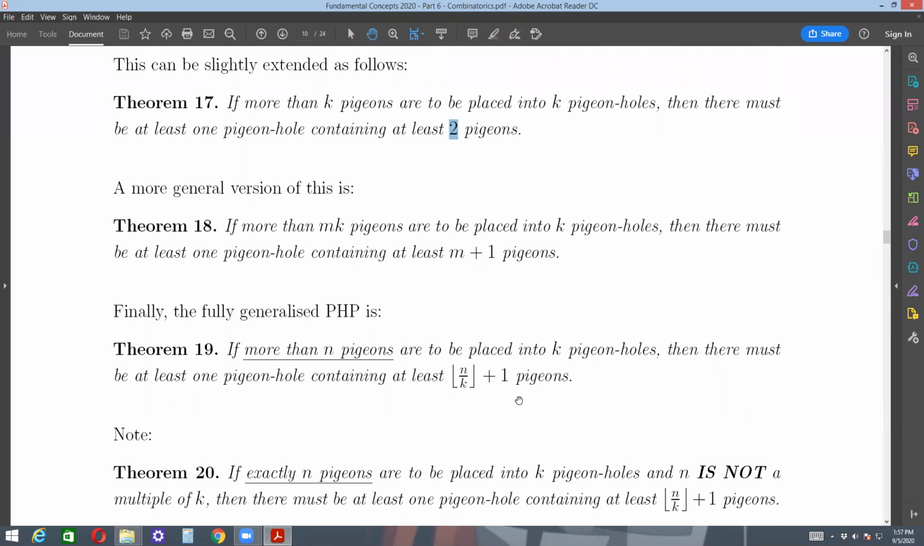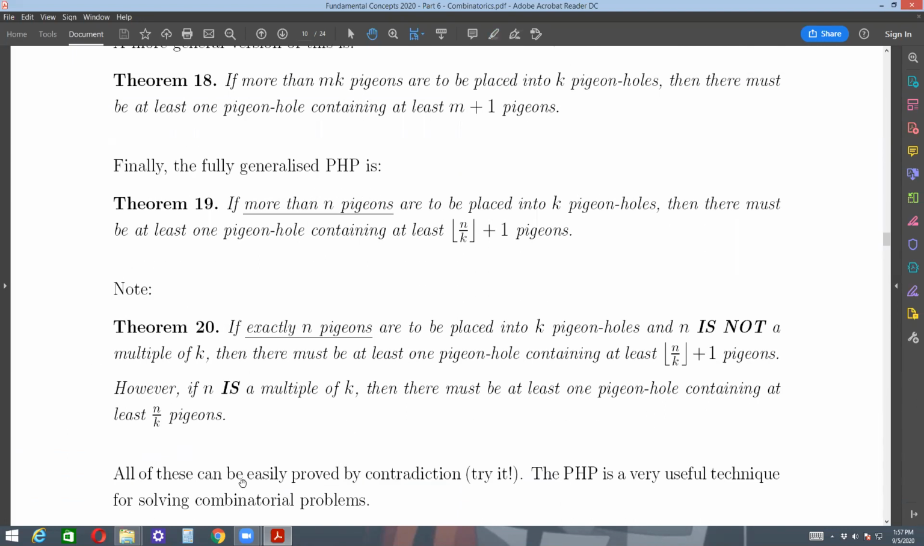This one as well. I guess these are the fully generalized versions of the pigeonhole principle. If you had more than n pigeons and you're trying to place those into exactly k pigeonholes, then there's at least 1 pigeonhole containing at least the floor of n over k, plus 1. Basically what you're trying to do is find the largest multiple of k that is less than n, and that would be given by this. And since you have more than n, there would always be an extra pigeon. So that's why you add 1.